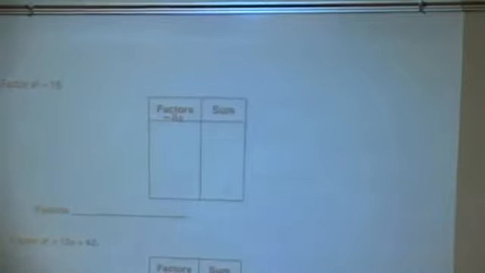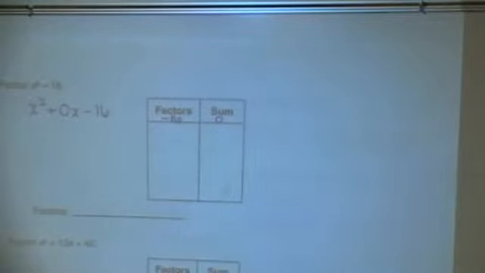So you want to look for factors of negative 16 that would combine to give you the coefficient of the linear term, the term that just has an x. I don't show a linear term, so that would be like it's plus 0x minus 16. So I'm looking for the ones that sum to give me 0. So it'll work this way too.